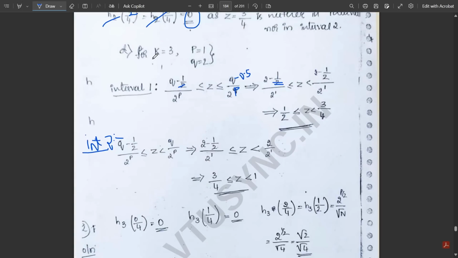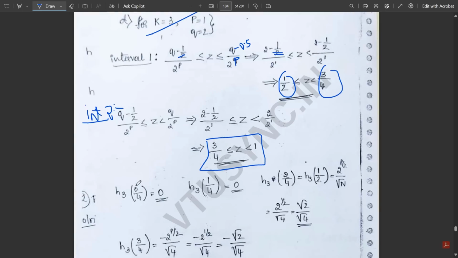In the fourth interval, we should be taking the value of k as 3, p is equal to 1, and q is equal to 2. Okay. First interval again, q minus 1 by 2 power p less than or equal to Z less than q minus 0.5 divided by 2 power p. And take the value of q as 2, 2 minus 1 by 2 power 1, and here 2 minus 1 by 2 divided by 2 power 1. So 2 minus 1 is 1, and 2 power 1 is 2, so 1 by 2. And here we have 2 minus 1 by 2, that is, if you solve it, you would be getting 3 by 2 divided by 2, that is equal to 3 by 4. So this is one range, that is 1 by 2 less than or equal to Z less than 3 by 4. And for interval 2, it is 3 by 4 less than or equal to Z less than 1.